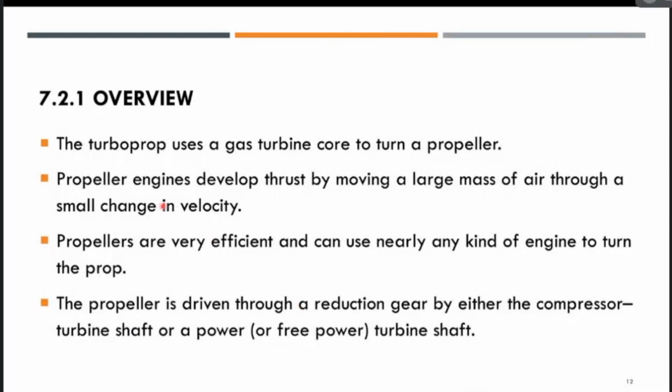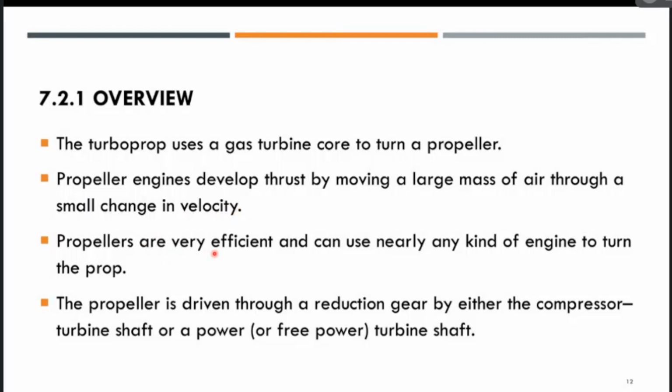The turboprop uses a gas turbine core to turn a propeller. If you still remember what the core of the gas turbine is, you have the compressor, the combustion chamber, as well as the turbine. Those are the 3 main components of a gas turbine that is connected to a gear to turn the propeller, where the propeller engines develop thrust by moving a large mass of air through a small change in velocity. That's how it gains its thrust.